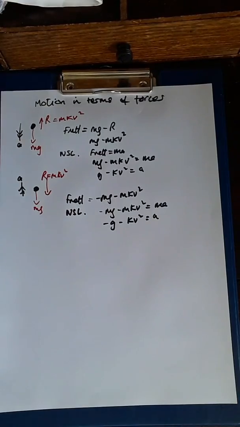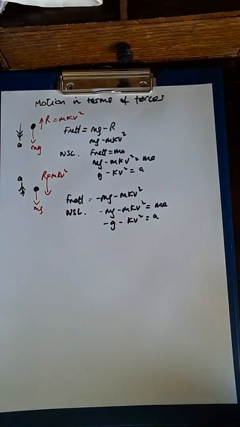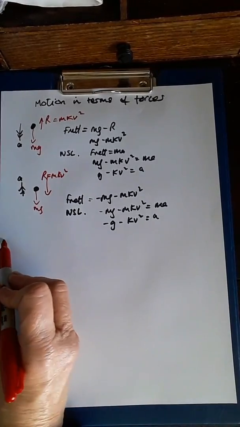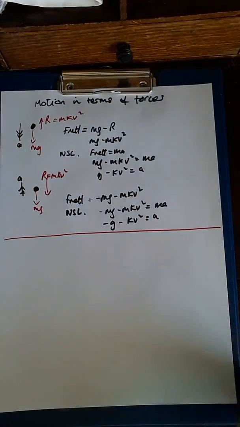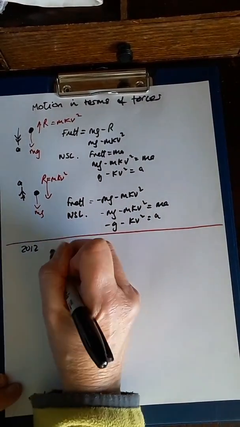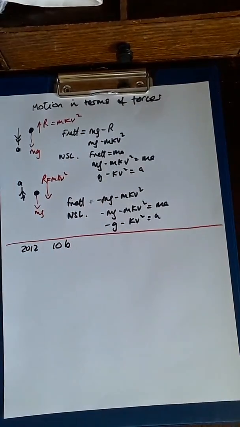Now, obviously, look, there's a k in there, so you're going to have to probably find that k as you go along through a question. I'm going to start with 2012, 10b, because that gives us a nice little, more or less straightforward one to start with.